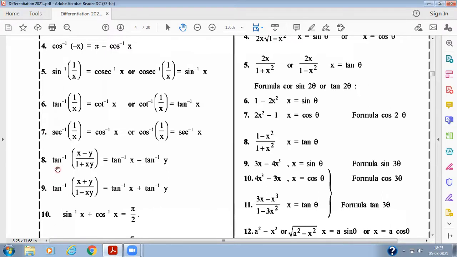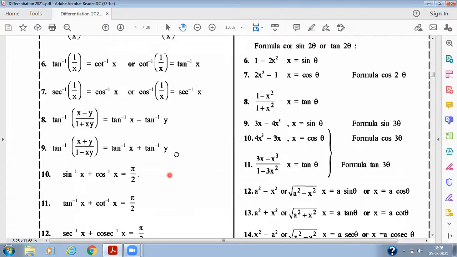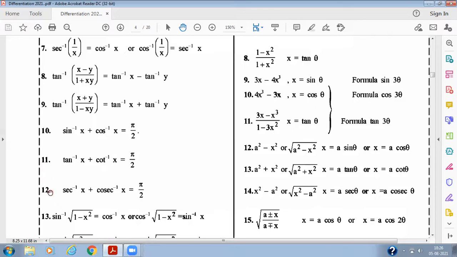Property of tan inverse, the 8th one, you can observe tan inverse of (x minus y) upon (1 plus x into y) equals tan inverse x minus tan inverse y. Property number 9. Then properties number 10, 11, and 12 are all pi by 2 properties. Sin inverse x plus cos inverse x is pi by 2. Tan inverse x plus cot inverse x is pi by 2. Sec inverse x plus cosec inverse x is pi by 2.